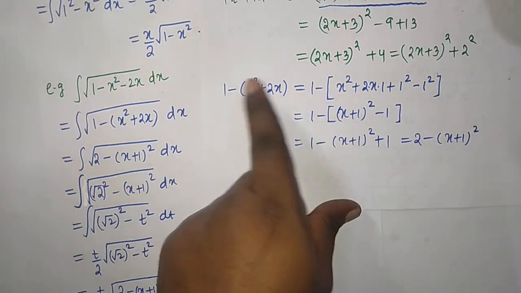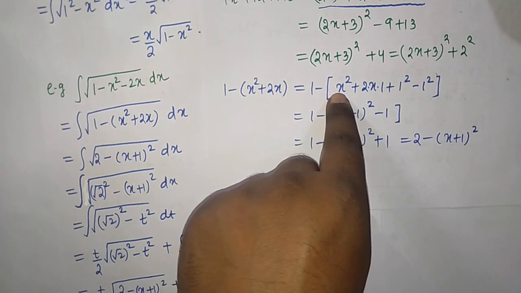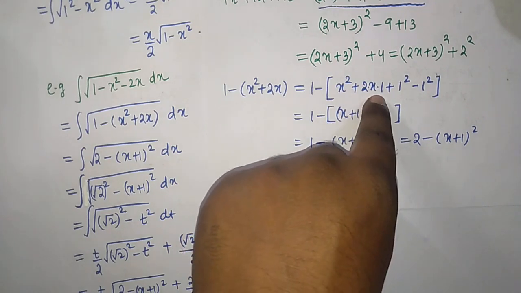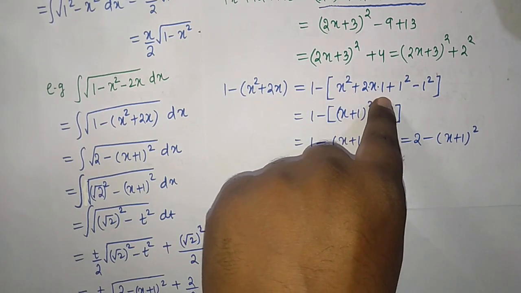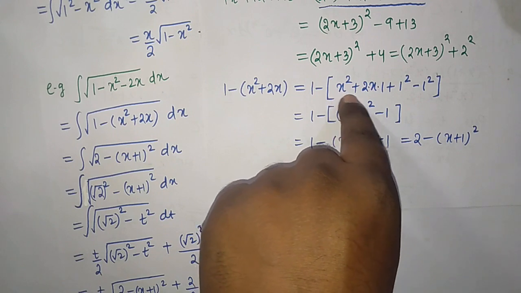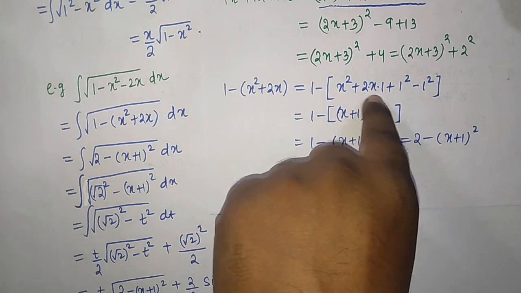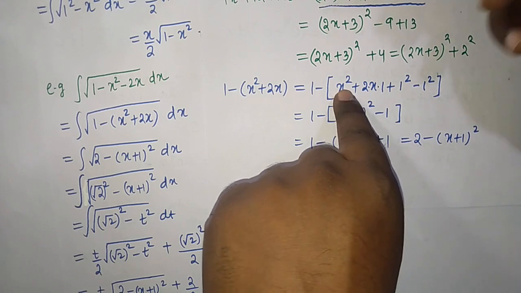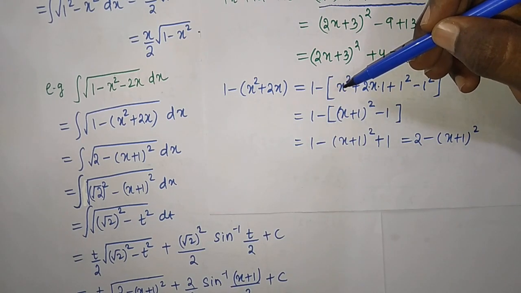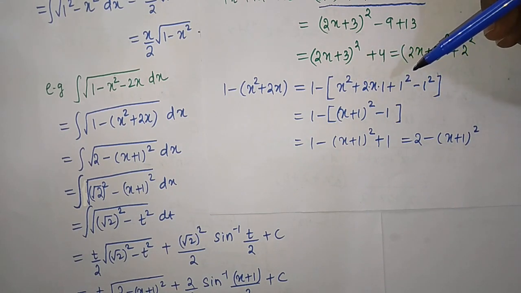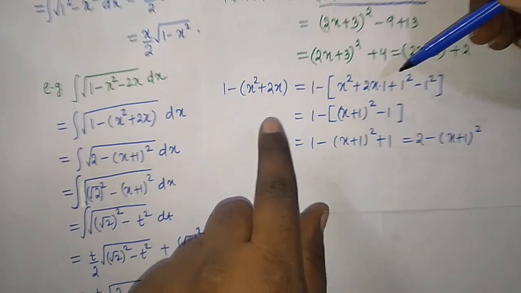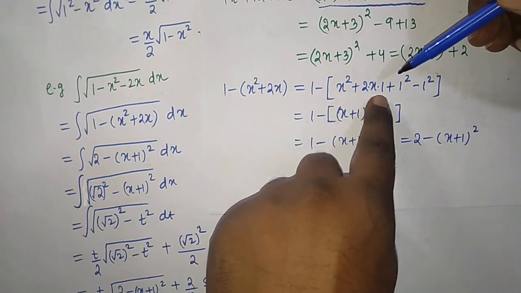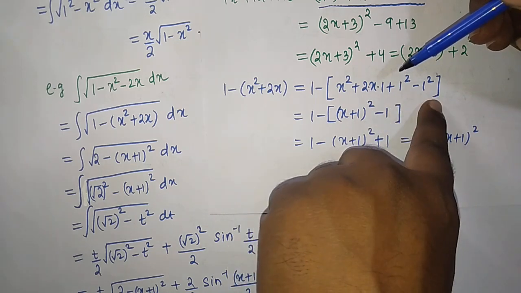This 1 minus x square plus 2x can be written as 1 minus, here you see, x square plus 2x. 2x can be written as 2 into x into 1. So we have got this in a plus b whole square form. In place of a we have x, and in place of b we have 1. This 1 square minus 1 square is 1 minus 1, 0. These two terms, x square plus 2x and x square plus 2 into x into 1 plus 1 square minus 1 square, are the same.